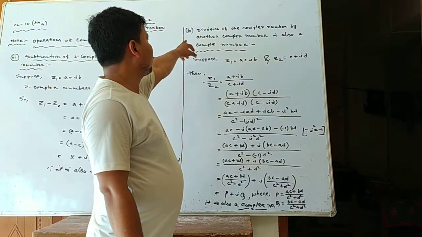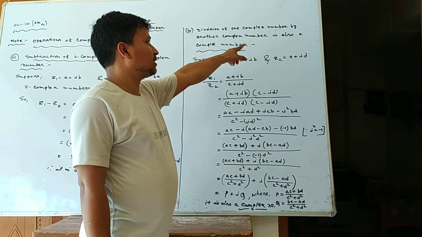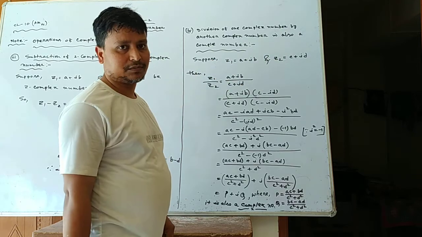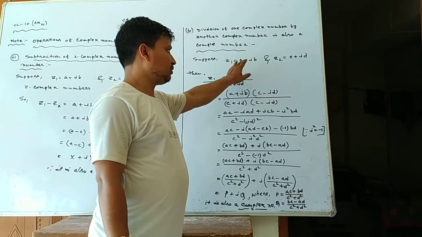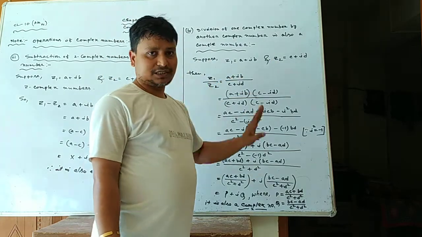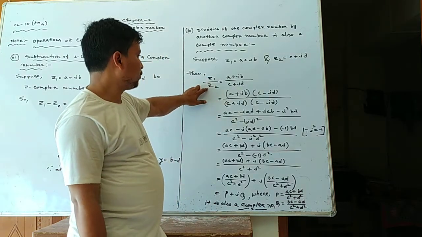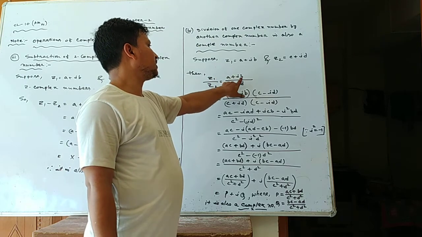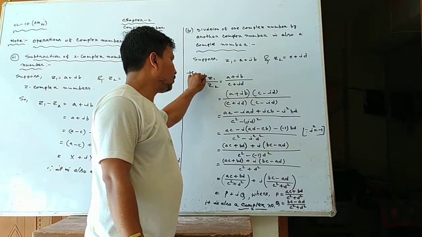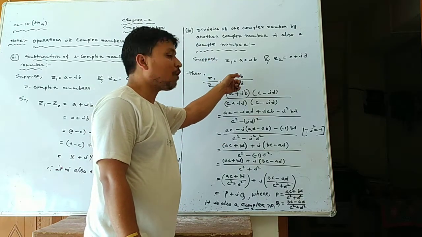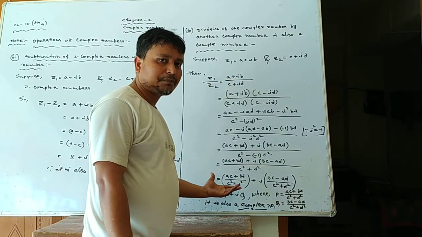Now you see operation number 4: the division of one complex number by another complex number. The result is also a complex number. Suppose we have declared Z1 and Z2, A plus IB, then C plus ID. So we are dividing Z1 by Z2, which equals A plus IB divided by C plus ID. After that, our target is what? If you divide, we have to reduce this to complex number form, A plus IB form.